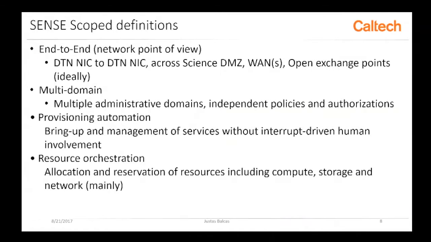So the whole scope is to have a path between DTN NIC and DTN NIC, which is not yet easily possible. Also to be able to do it in a multi-domain respect. And make sure that everything is automated, because right now it takes, as I said, 5 engineers to make a path. So currently we are mainly focusing on the network resources, but in the near future we might add compute and storage as well.